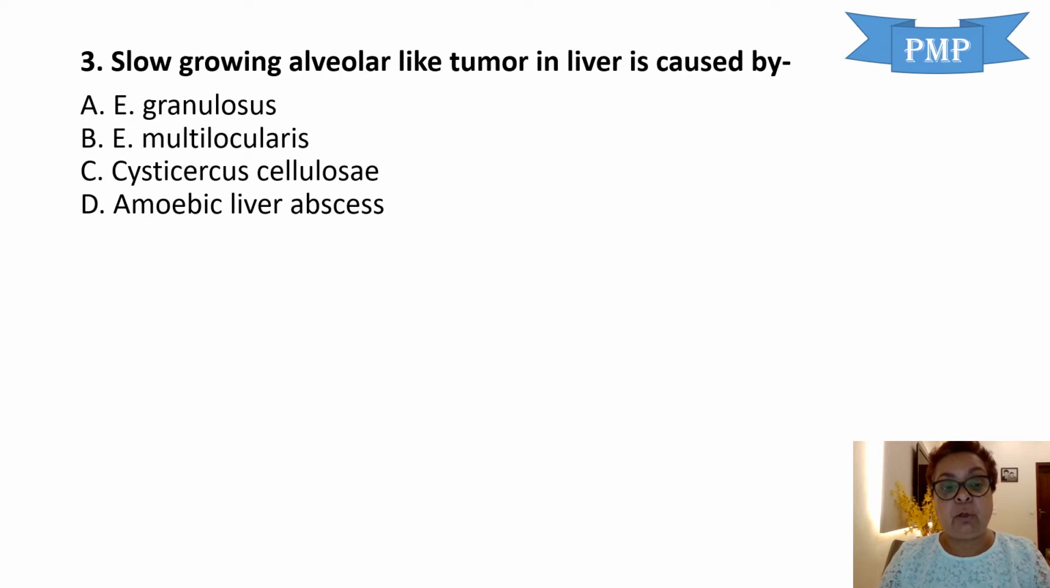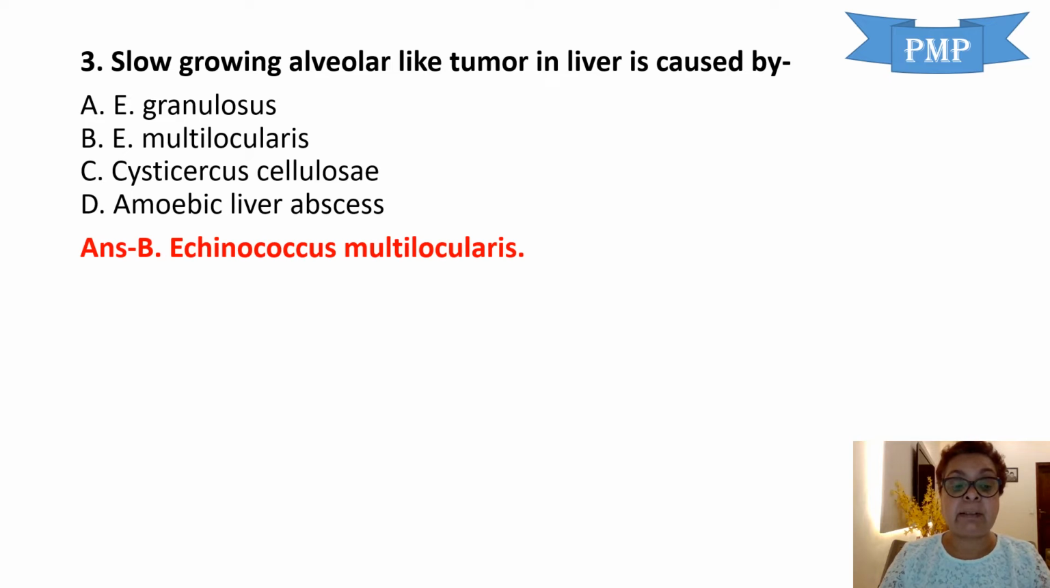Next question is, slowly growing alveolar-like tumor in liver is caused by which of the following? Echinococcus granulosus, Echinococcus multilocularis, Cysticercus cellulosae, and amoebic liver abscess. Now, the answer to this question, slowly growing alveolar-like tumor, the answer is Echinococcus multilocularis.